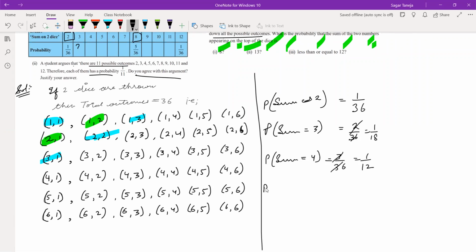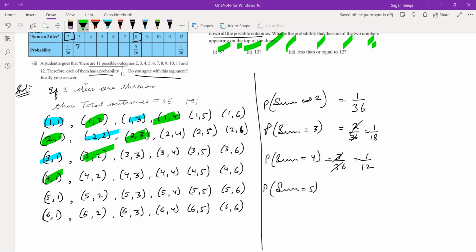It is 1/12. Then the sum is 5. For this, we have 1, 2, 3, and 4. You'll find these numbers as diagonals. See this, this is the first, this is the second. These diagonal lines are the four numbers.